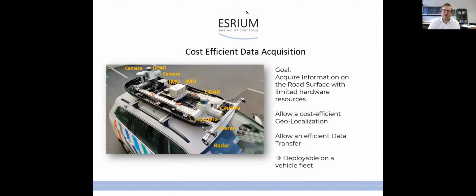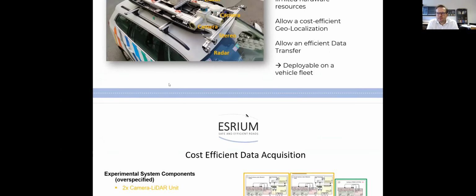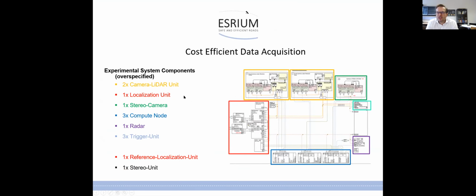A high-grade fiber optic IMU, and a smaller micromechanical IMU for comparison of localization accuracy. Next slide, please. All those components, of course, are modular in the mounting, and they are synchronized. They allow for a concurrent data capture in the vehicle.